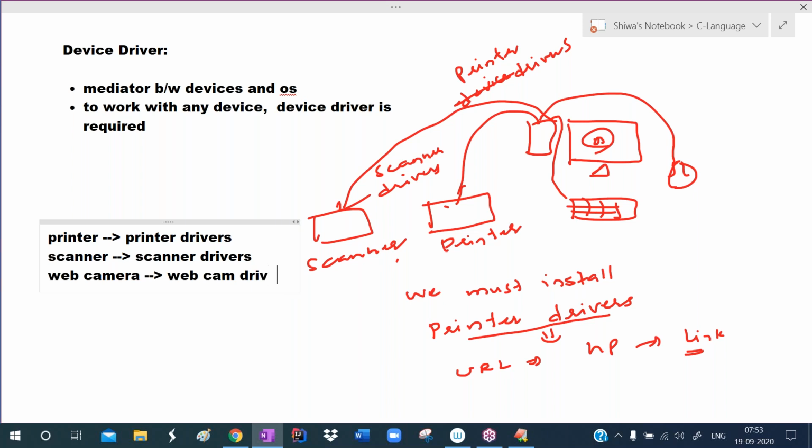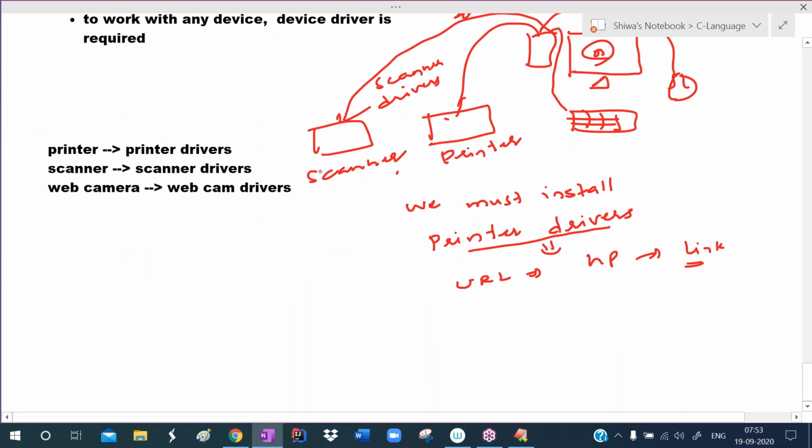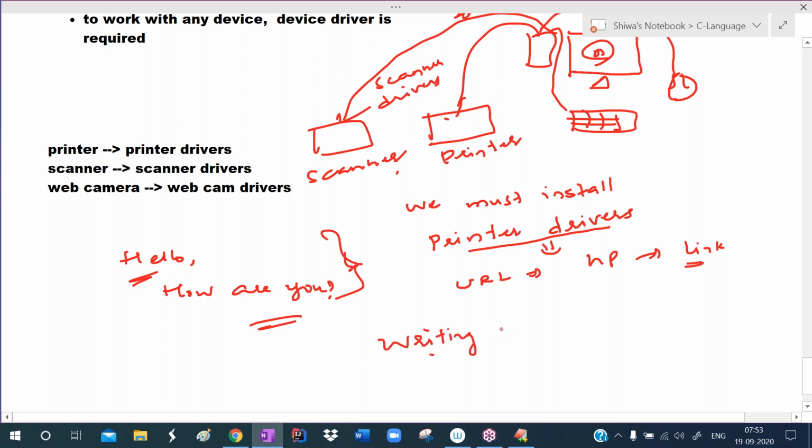See, now here I'm writing something. Hello, how are you? To write this, I'm using a pen and a writing pad. On my writing pad, I'm writing with the pen. So this writing pad is one input device. To write on screen like this, I want to use this writing pad.